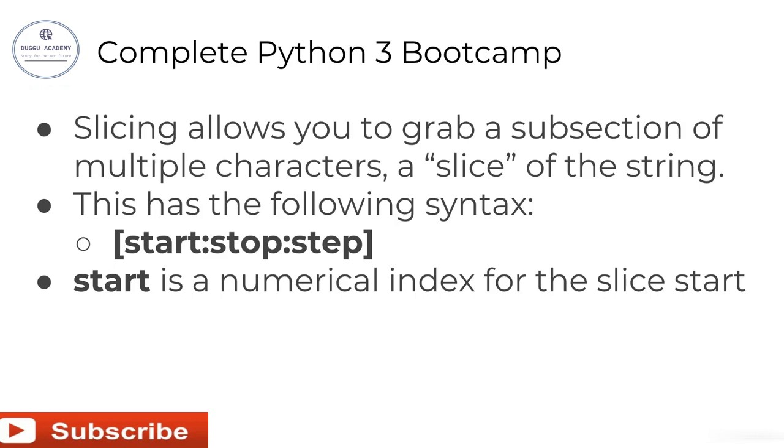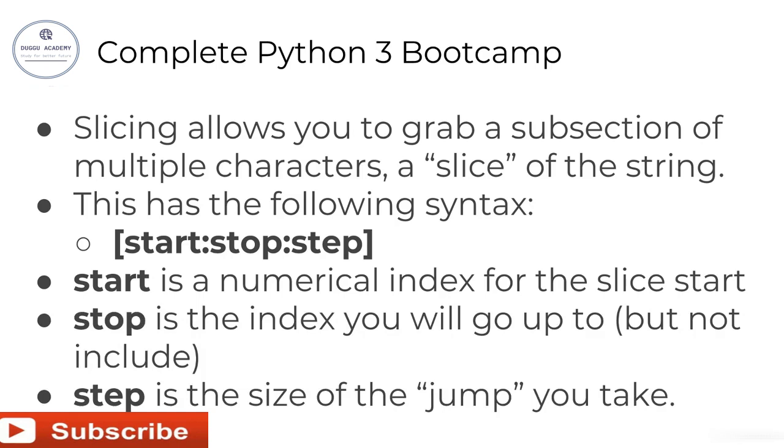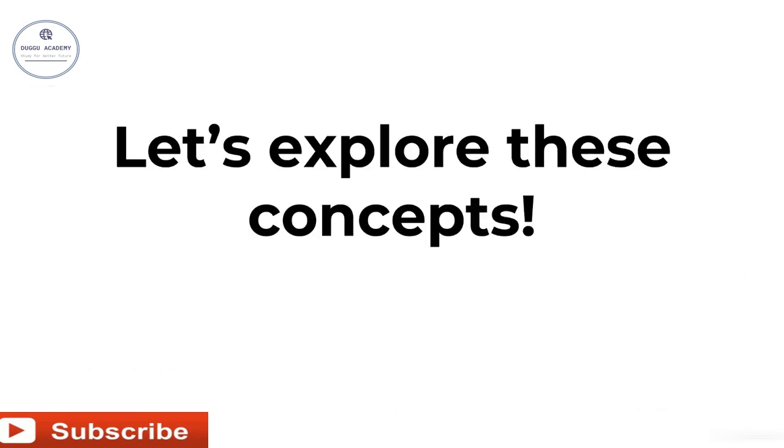Start is going to be the numerical index of the slice start. Stop is going to be the index you will go up to, but not include. That's an important note, and we're going to really focus on that in the examples we'll see in just a bit. And then step is the size of the jump you take from start to stop. Okay, so let's explore all these concepts. They're going to make a lot more sense when we actually see the code examples. Let's hop over to a notebook.